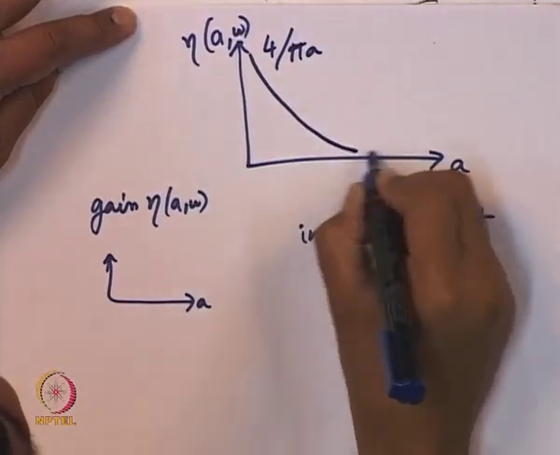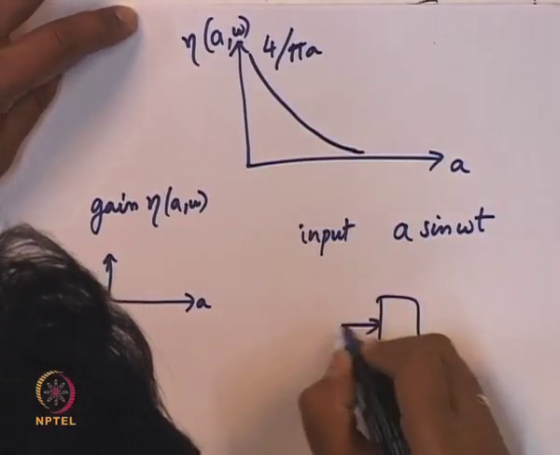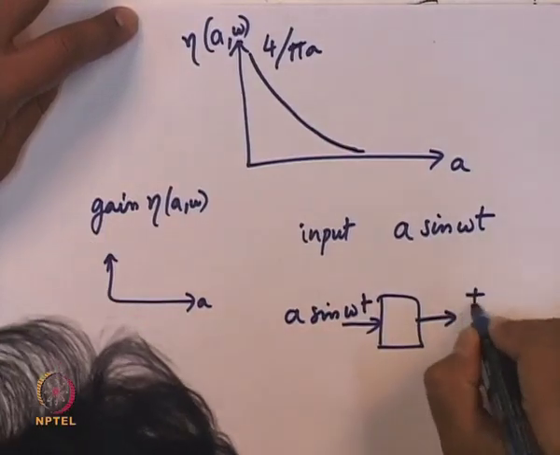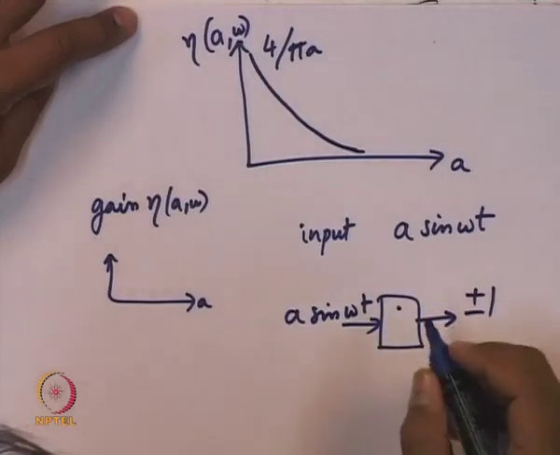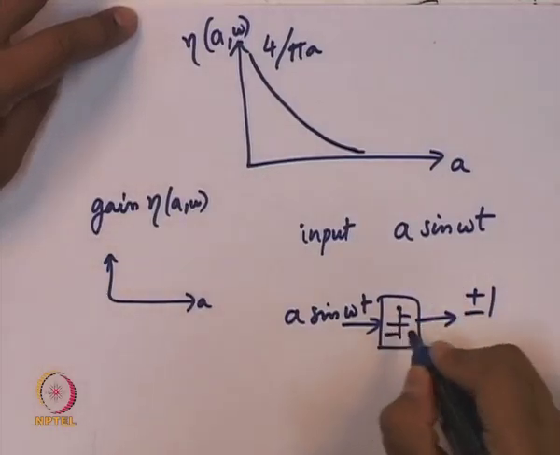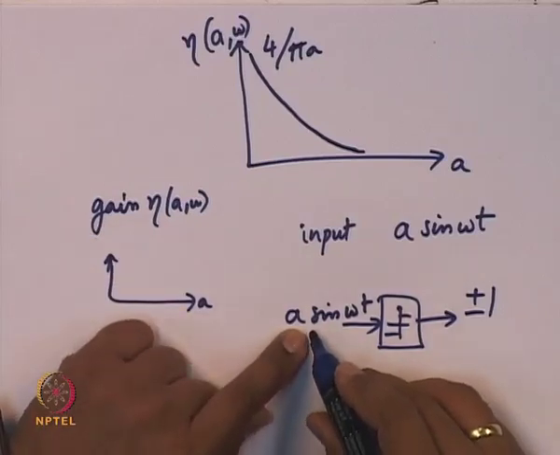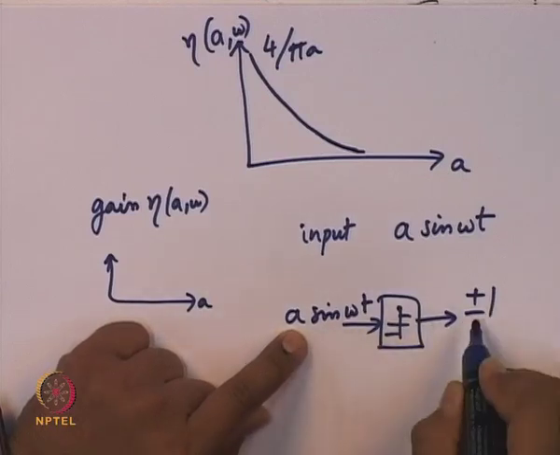For large values of a, it is very small. That is expected. You give a sin omega t and what you get out is only plus or minus 1. Here is this signum nonlinearity, and however high an amplitude you give as input, output is always plus or minus 1. What is the magnification that this system causes?